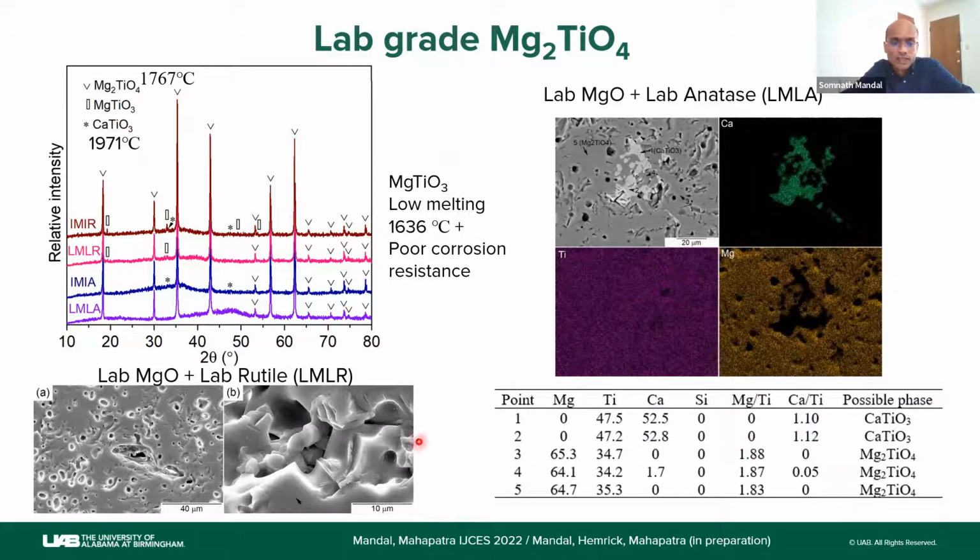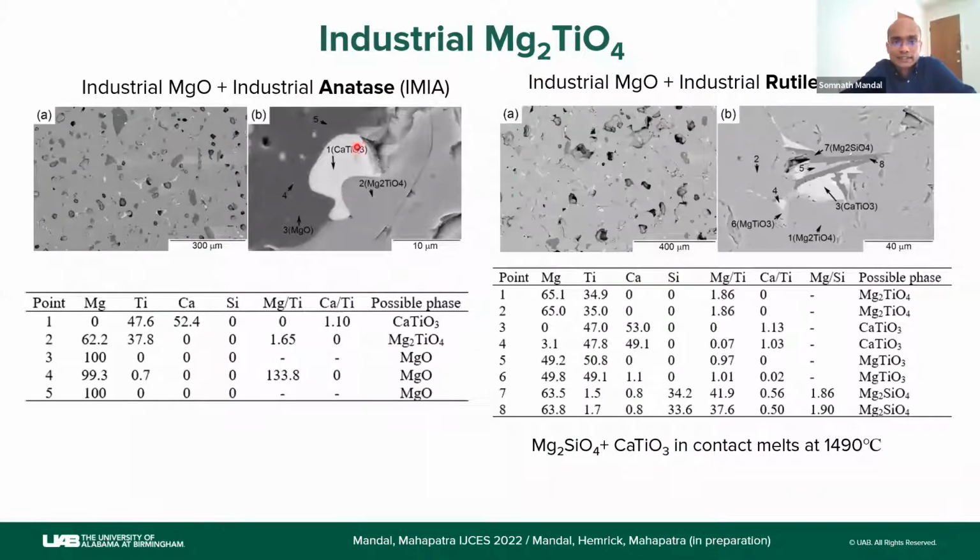And again, in the lab grade material you have some excess porosity. As we talked about, rutile creates more porosity. Next, you see industrial anatase versus industrial rutile. The major phase is the gray phase, which is magnesium orthotitanate, or condylite. We want that. There is some unreacted DBM, unreacted magnesia, which is the dark phase here, identified by EDS. And then there is this white intergranular phase, which is calcium titanate, which is a good thing. It is good to have it.